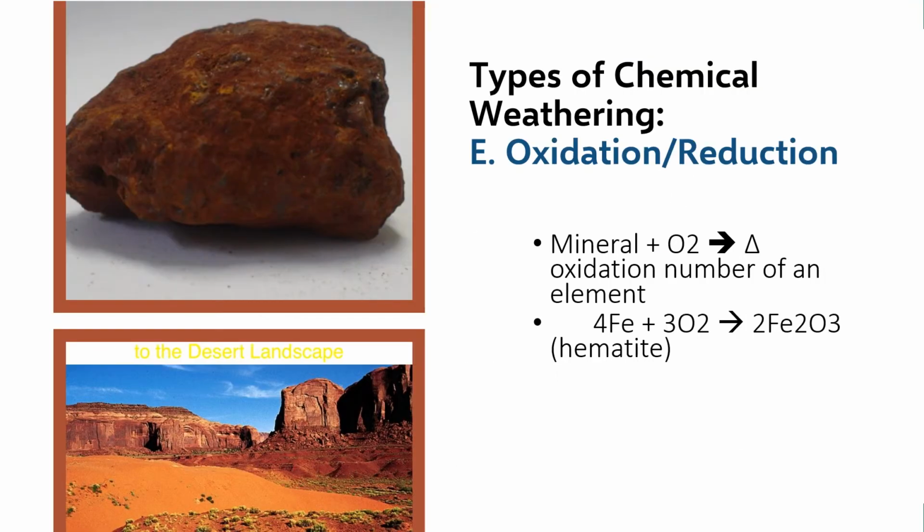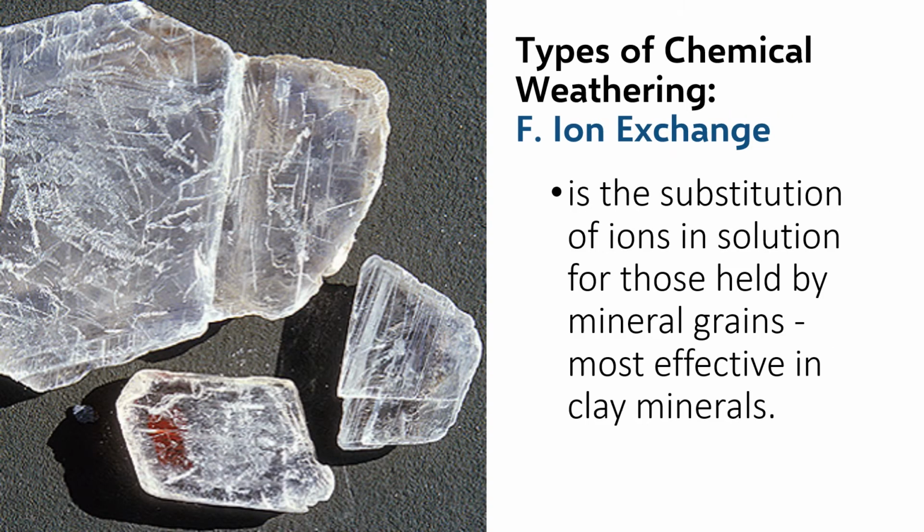In oxidation, you have a gain of oxygen. In reduction, you have a loss of oxygen. Because of this gain or loss, you have a change in the oxidation number of an element, an example of which is iron combining with oxygen to form hematite, which in this picture on the left you can see has a reddish-brown hue. Because of this, in desert landscapes, oxidation is a prevalent chemical type of weathering.